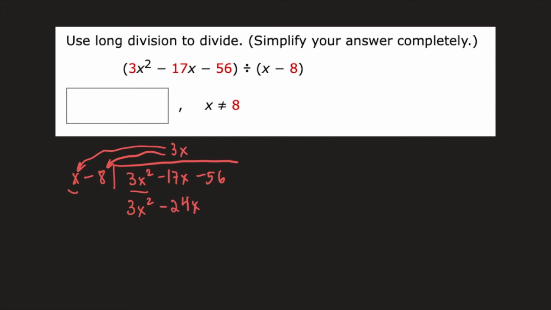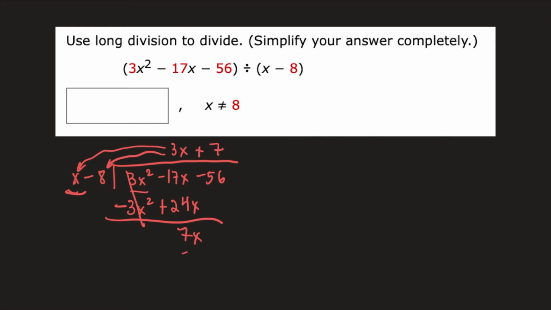24x. Now I'm going to subtract this whole entire function. In other words, I'm going to change the sign of everything that's inside. So instead of writing negative here, I'm going to change the signs of what's inside. This cancels, and here we have 7x. Now we repeat the same process. 7x divided by x is just 7.